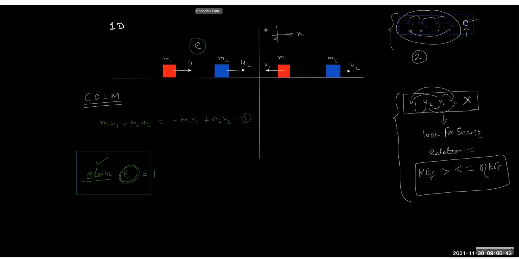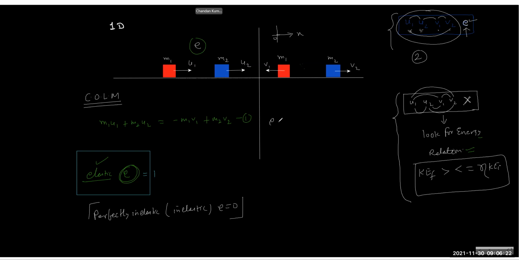Now, if the collision is perfectly inelastic, then E is 0. So perfectly inelastic or inelastic, and they don't mention the E again. If you know that it is perfectly inelastic and they don't mention the value of E again, then you must take E equal to 0. Now these are some implicit assumptions which we have to make while solving the numerical.